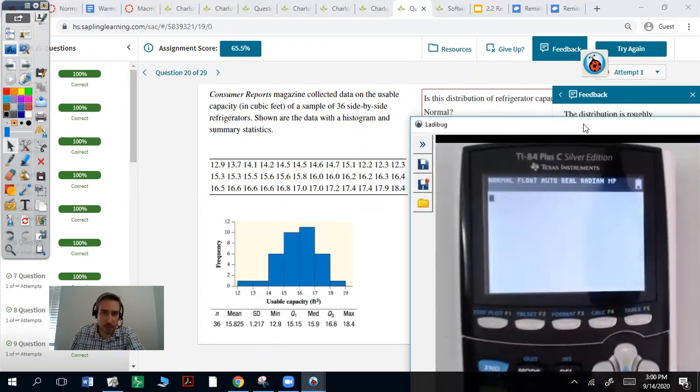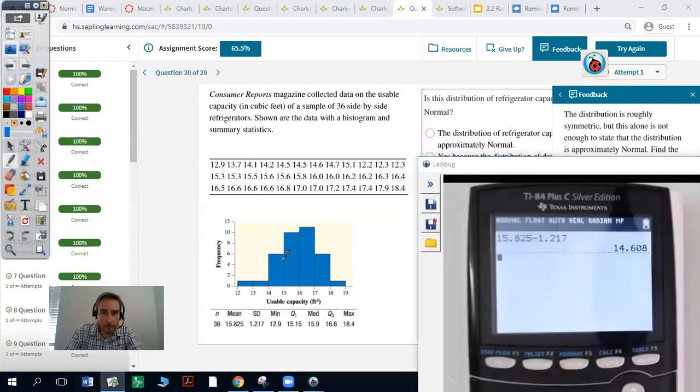If I look at the mean being 15.825, and I subtract 1.217 from that, then about 14.6. So right there, a little bit more than halfway to 15.825, so almost 16. We would want that to be roughly 34% of the data. And if I do 15.825 plus 1.217, I want to go to about 17.042.